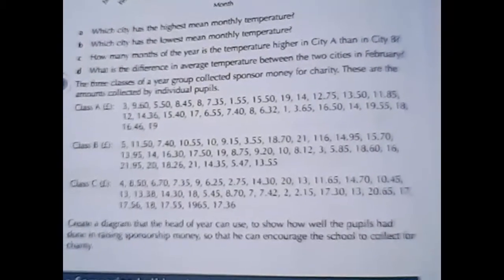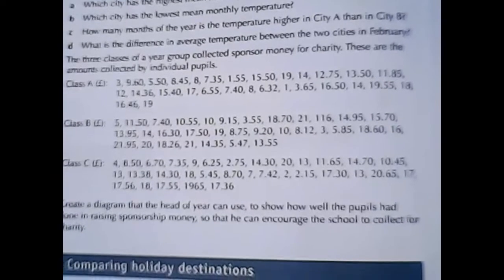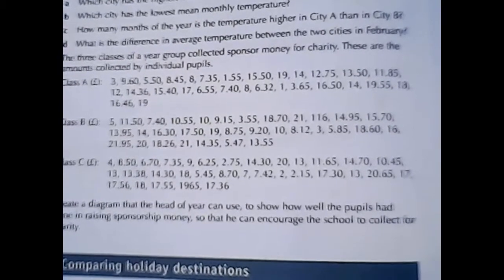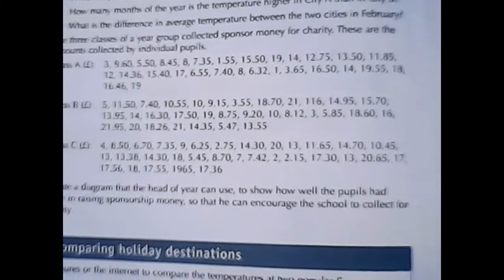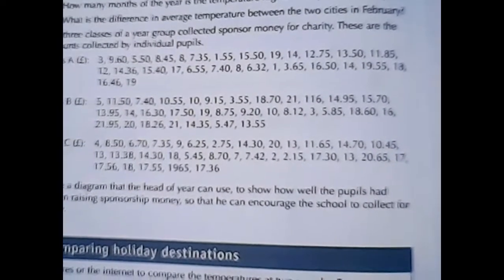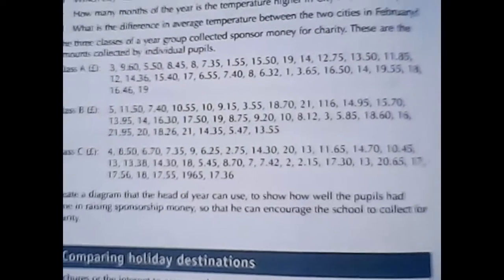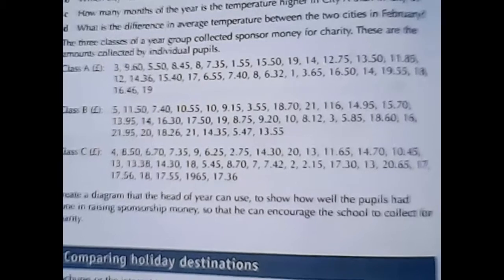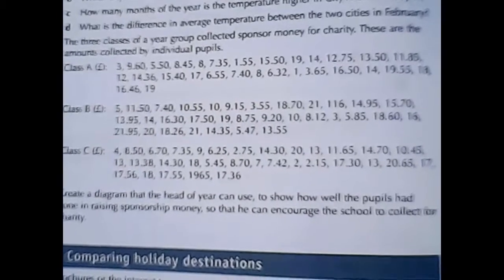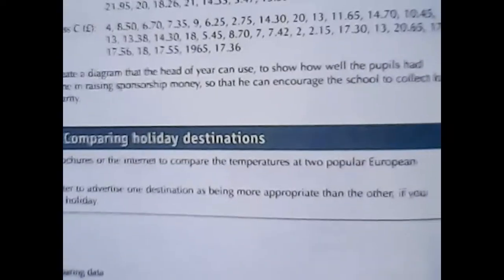Okay, this one, I don't know why I asked you to do this one. It took me ages to do it myself. I don't know if you've done it at all. Okay, here we have 3 classes of a year group who collected sponsor money for charity. These are the amounts collected by the individual pupils. So basically we've got a lot of data, and we need to put it into a table first, and then we need to make a diagram. It says create a diagram at the bottom there.